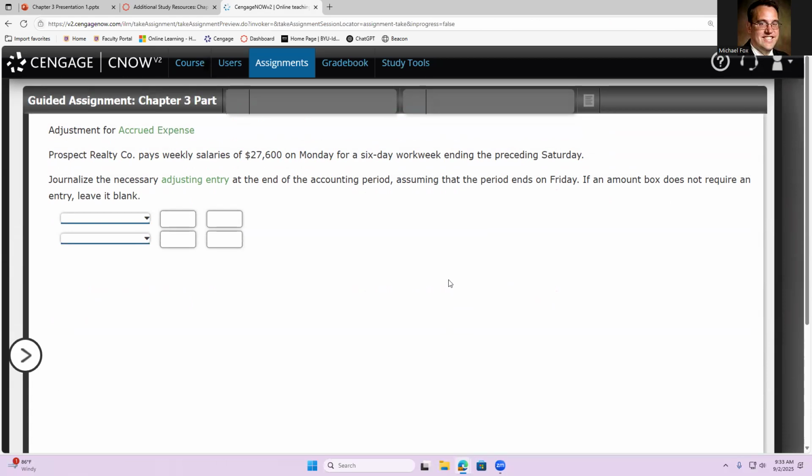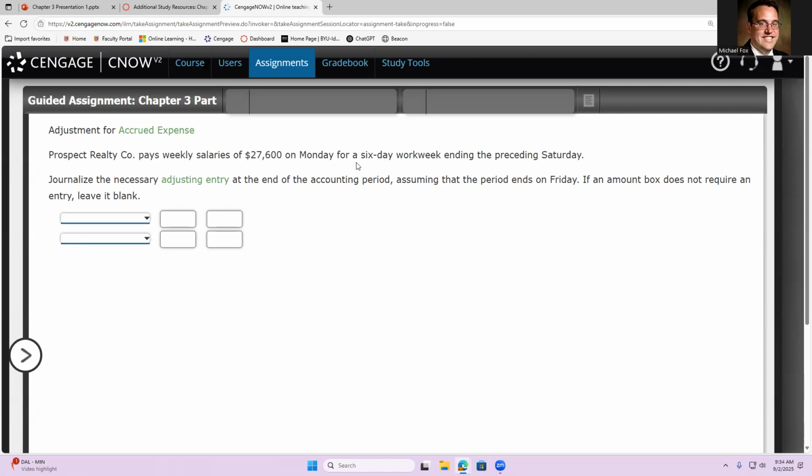All right. So, Prospect Realty Company. They pay weekly salaries of $27,600. It's pretty good, 27 grand a week. That's a good sized company, right? They pay them on Monday for a 6-day work week, ending the preceding Saturday. That's a little confusing. Journalize the necessary adjusting entry at the end of the accounting period, assuming the period ends on Friday.